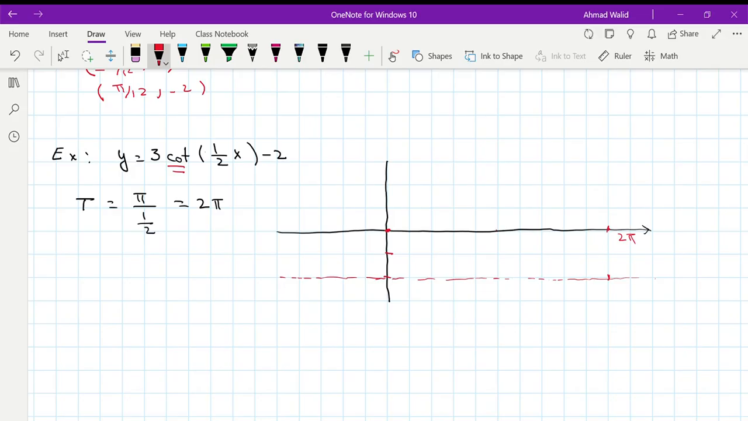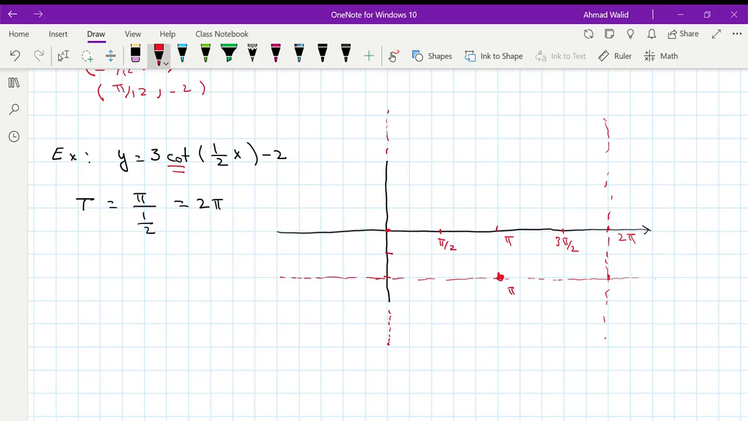Half of it will be pi, correct? Here, pi. A quarter of it will be pi over 2, correct? Here. And this side, of course, 3 pi over 2. Cotangent and tangent have vertical asymptotes at the end of the period. It means here and here at 2 pi. 0 at the center, it means at pi.